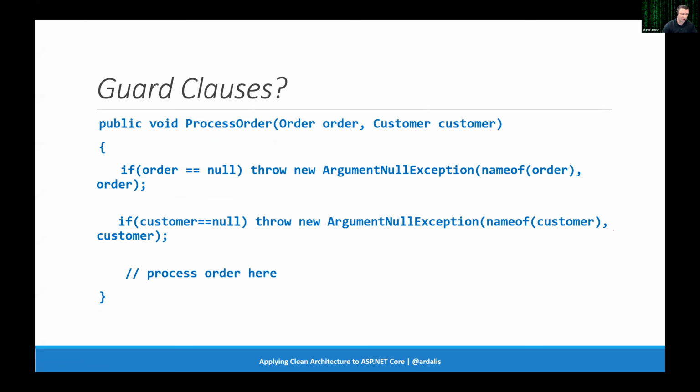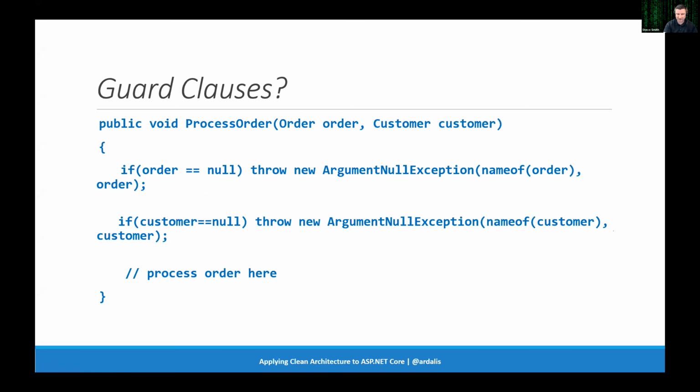Do the check up front. And so you can do something like this. You say, if order is null, then throw a new argument null exception, blah, blah, blah. And same thing with customer. Now, if you make it down to this section here, you're no longer inside an else block, right? You're just in the only path there is, and it's much easier to follow this.